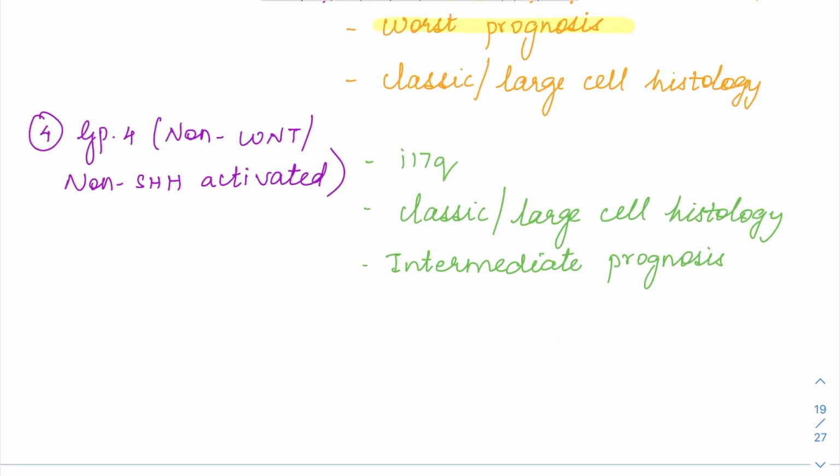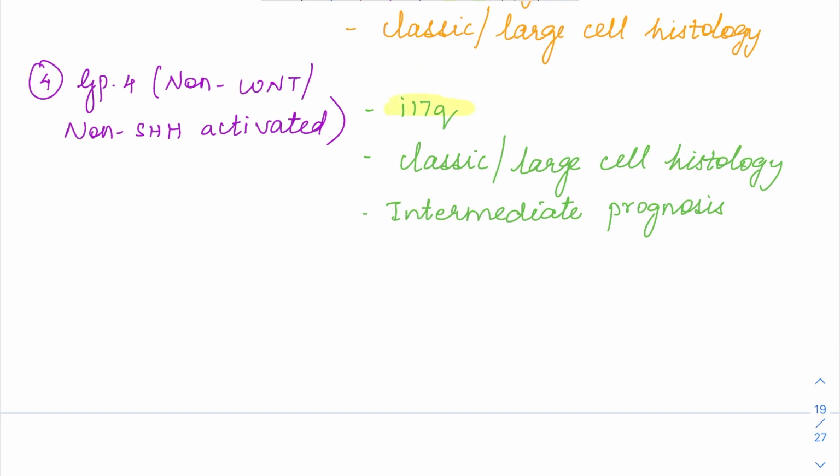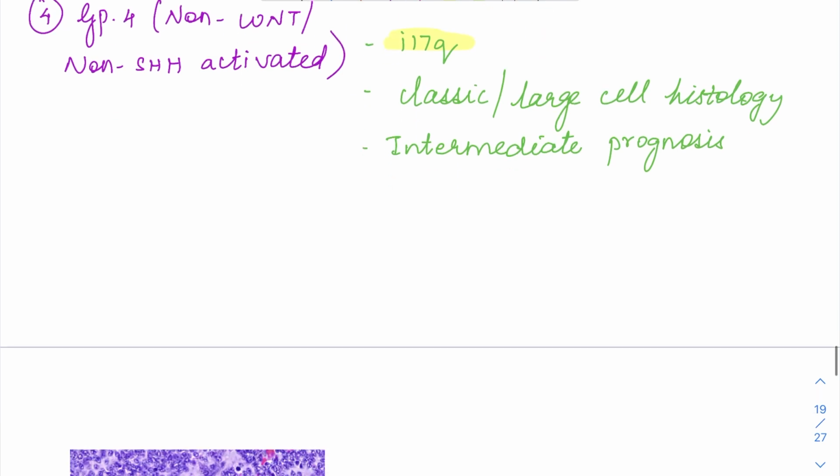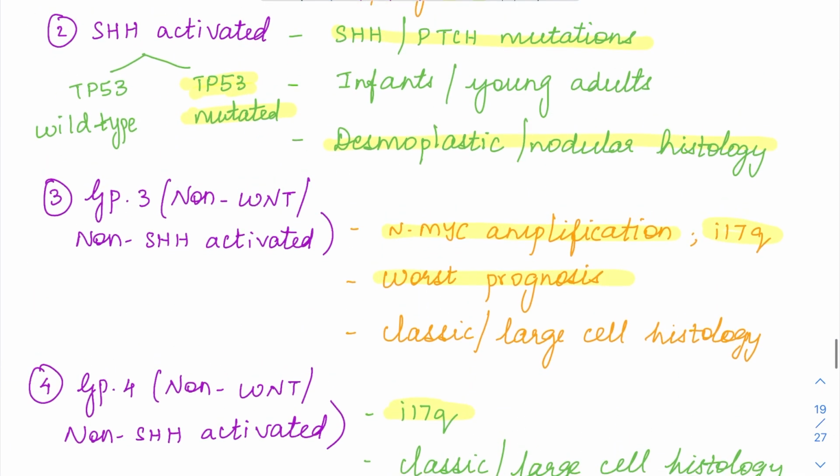Group 4 is also neither WNT activated nor SHH activated, but here it is going to have isochromosome 17q mutations. And the morphology is again like that of group 3, classical or a large cell anaplastic morphology. But here, since myc amplification is not there, it is going to have an intermediate prognosis. So group 3 of medulloblastoma has the worst prognosis. Next to that, we'll have SHH activated TP53 mutation.